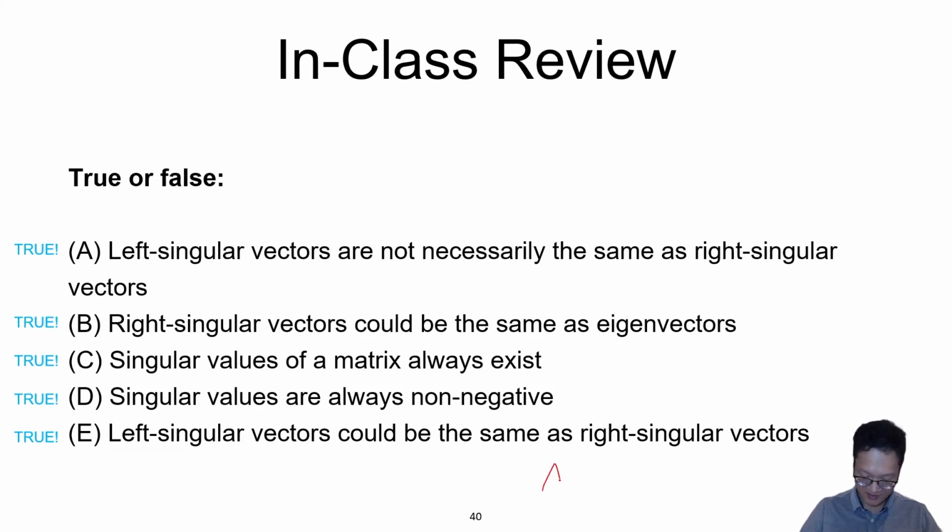So sometimes we may have U and then lambda and then U transpose. This could be the eigen decomposition. If lambda is also all positive, then this is also the SVD as well. So in this case, we have the same left and right singular vectors.